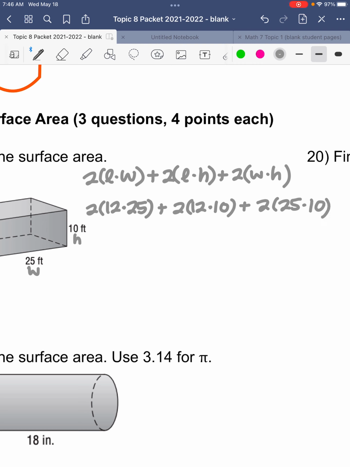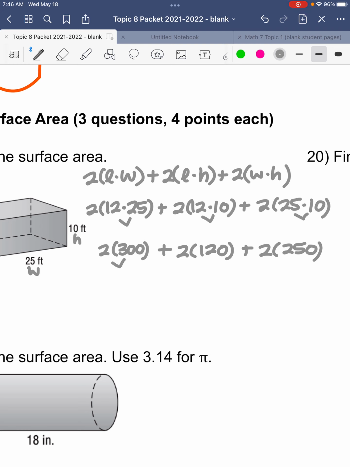So now let's put some of this into our calculator and simplify. Okay, so I know that 12 times 25, when I put that into my calculator, I get 300. So here I have 2 times 300 plus, I know that 12 times 10 is 120. So 2 times 120 plus 25 times 10 is 250. 2 times 250. Okay, let's continue to simplify.